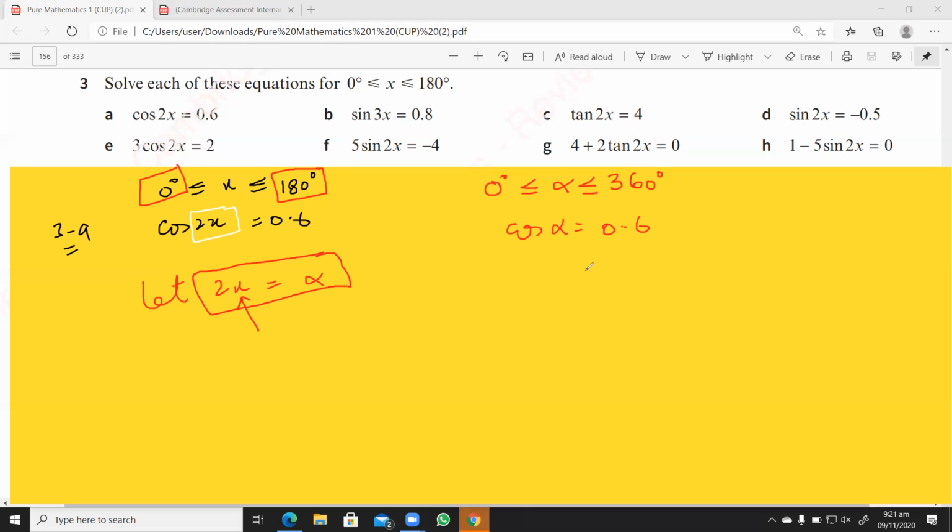What should you do now once we have cos alpha equal to 0.6? You must determine the quadrants where this alpha would be falling. How would you determine that? By looking at the sign: cos alpha is a positive value here. So in which quadrants is cos positive? The first and the fourth.